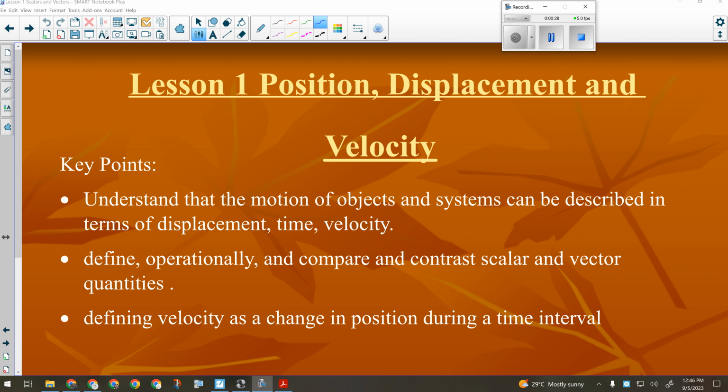So key points. Anytime I'm doing a lecture, there'll be a lesson number and a title, and then there'll be key points. Those are the things that could end up on a quiz on a Tuesday or a Thursday. So understand that the motion of objects and systems can be described in terms of displacement, time, and velocity.